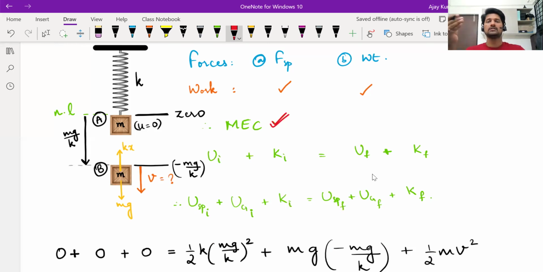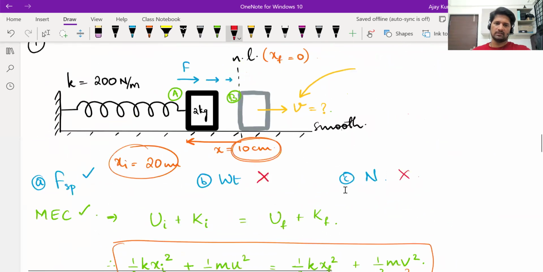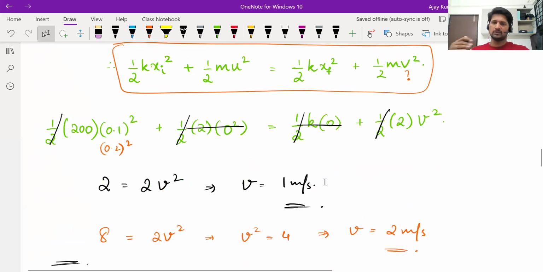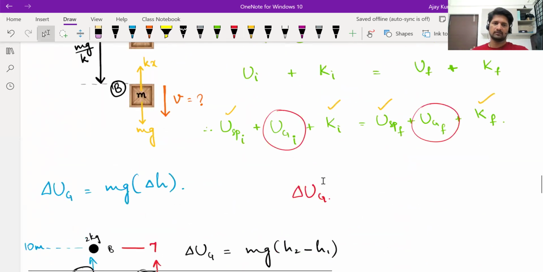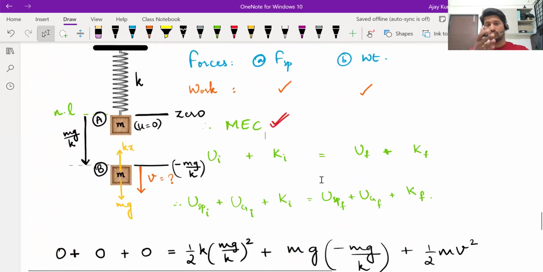But there were two conservative forces doing work this time. In the previous problem, the spring block system was moving horizontally. Because it was moving horizontally, weight was not doing any work. But in this problem, there is vertical motion. So weight is also doing work. Two conservative forces doing work. So two potential energies have to be included in the equation. And kinetic energy, obviously.